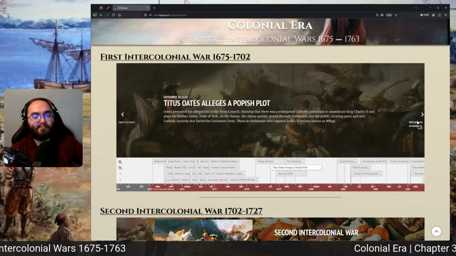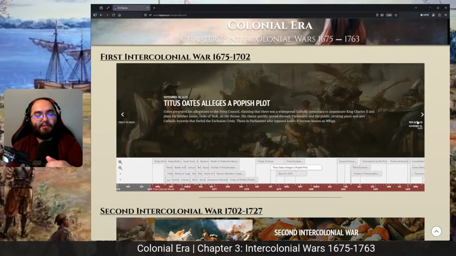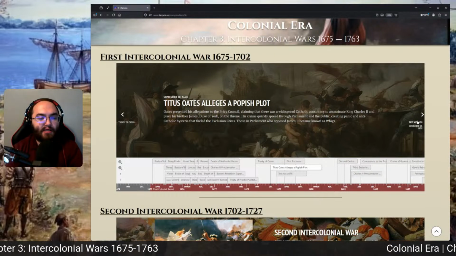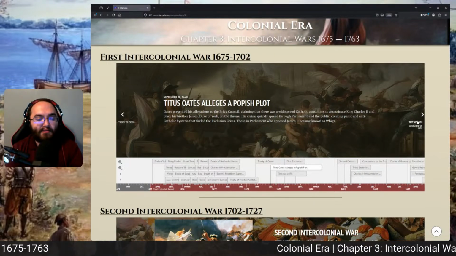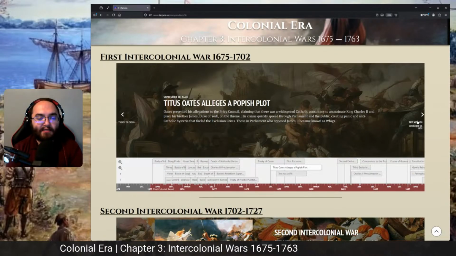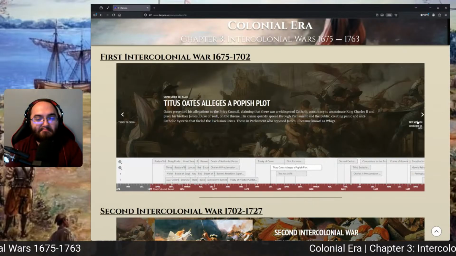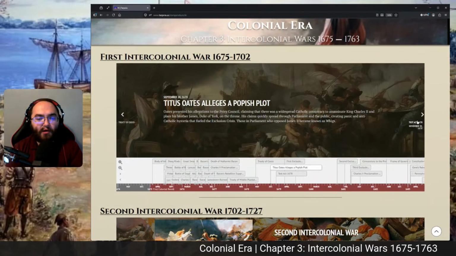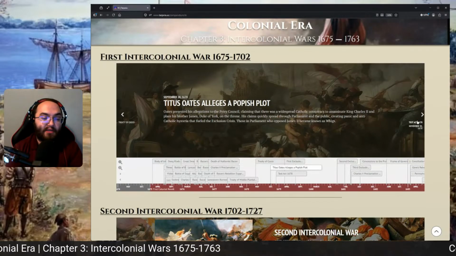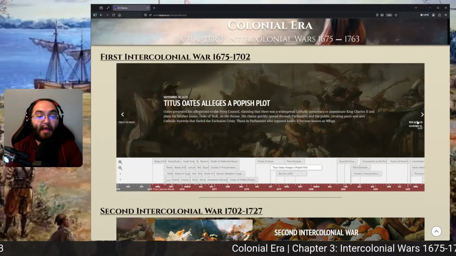And shortly after these early years, we have the start of the Popish plot in England. So Titus Oates is going to have these allegations that the Privy Council under Charles II is being influenced by Catholics. And the Catholics are going to try to assassinate King Charles II and place his brother, James II, on the throne, because James is very much in favor of Catholics.